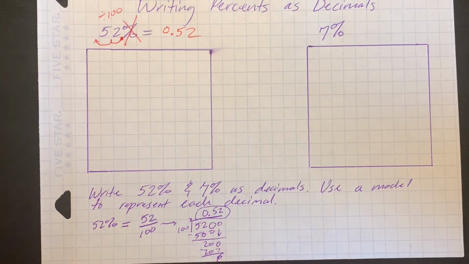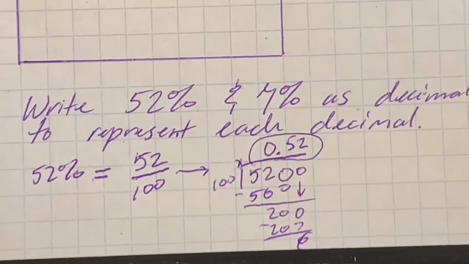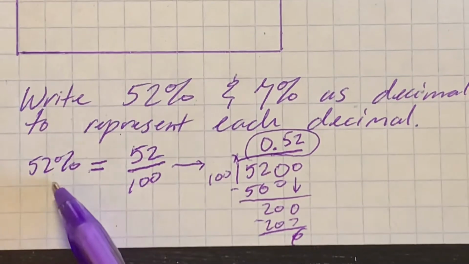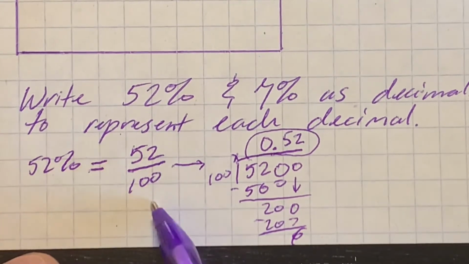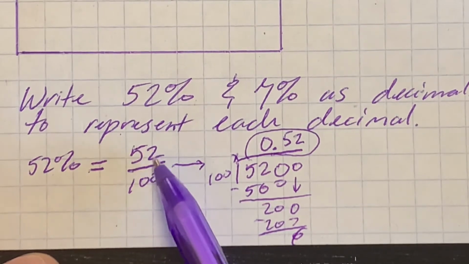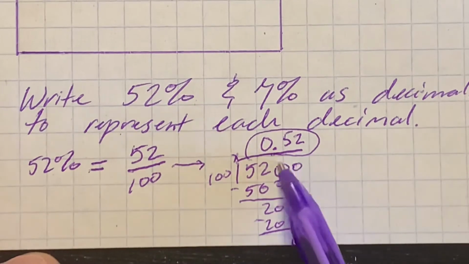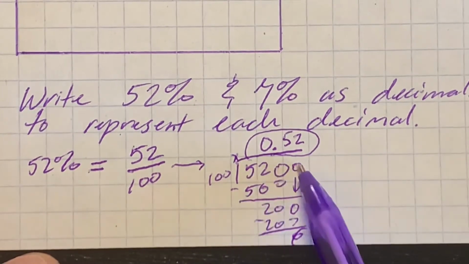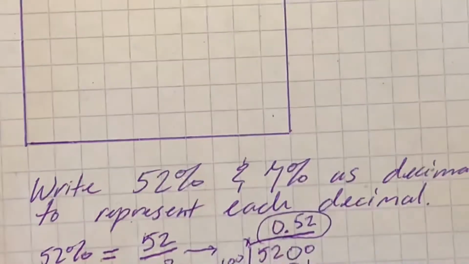So when we look at this, I'm going to zoom in. When we look at this as writing a percent as a decimal, you have your percent. We're writing it as a fraction. So remember, as a fraction, you're actually dividing 52 per 100. Per means to divide. So again, we have 52 divided by 100, and we get 52 hundredths. All right, so that's what we mean by dividing by 100.